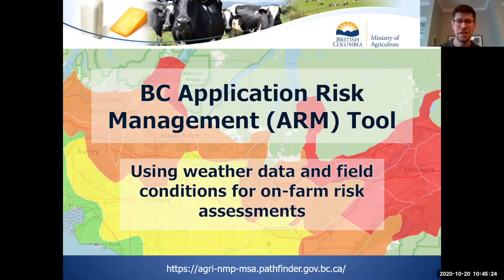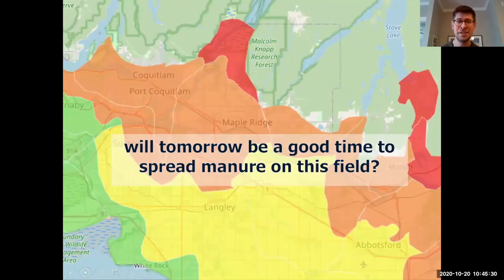To sum up what ARM is, it's just a tool to try and answer this question: is it going to be a good time to spread manure on this field tomorrow? There's a lot wrapped up into that, and this tool will assess a few aspects around manure or nutrient source spreading that someone might want to be concerned about.